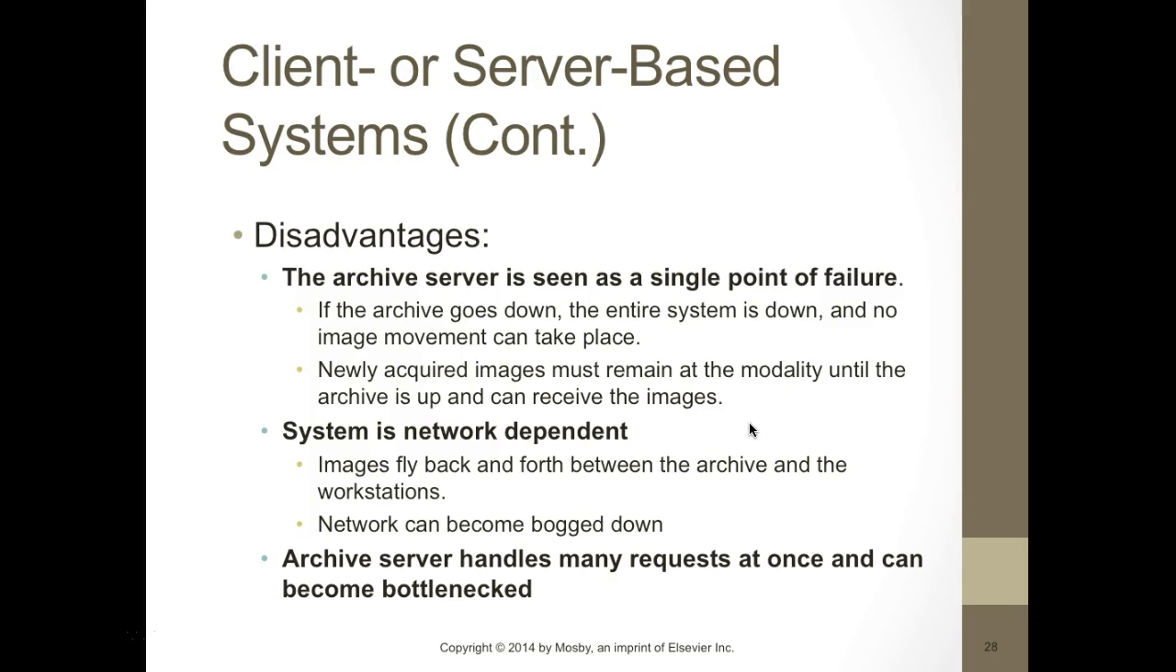So the system is network dependent, so images fly back and forth between the archive and the workstations, so the network can become bogged down. So if your archive server crashes and it comes back up, it's going to most likely crash again because it's got all these images from CT and MRI and ultrasound and everyone trying to send, and then it's trying to pull up old images. The system really can have some problems. So the archive server handles many requests at once and can become a bottleneck.